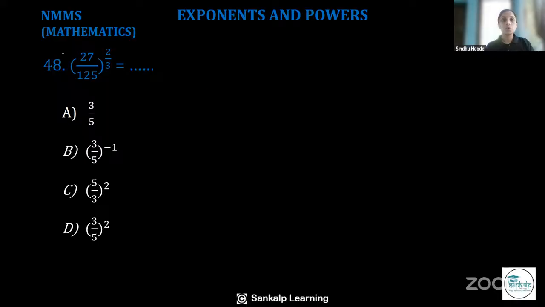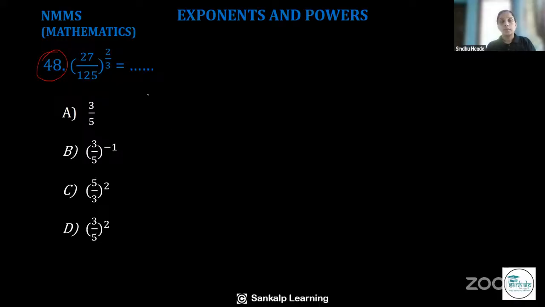Let us see question number 48 of the chapter Powers and Exponents. (27 divided by 125) whole to the power 2 by 3 is equal to dash. Option A 3 by 5, option B (3 by 5) whole to the power minus 1, option C (5 by 3) whole to the power 2, option D (3 by 5) whole to the power 2.